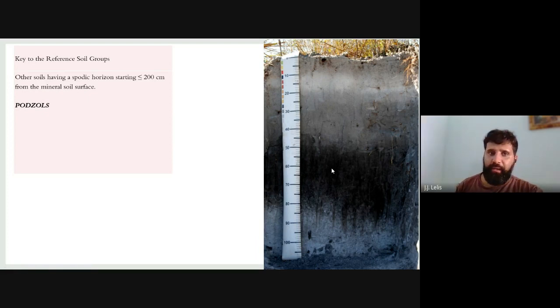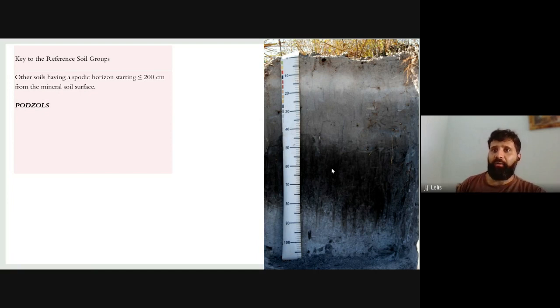If you don't remember what a spodic horizon is, it is related to horizons that concentrate organic carbon, soil organic matter, and or aluminum and iron oxides that migrate from the surface to the subsurface horizon. The migration of organic matter and or aluminum and iron oxides is called podzolization, and it's why we call these soils podzols. These podzols are quite related to sandy materials, as we can see in this picture, because sandy materials can't preserve organic matter in the surface.